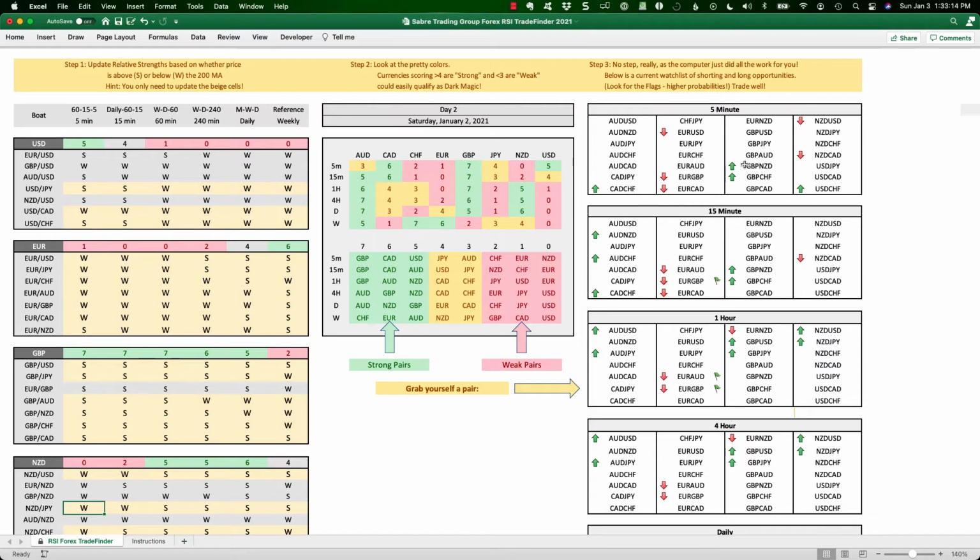So we can go through these 9 assets on the 5-minute, these 9 assets on the 15-minute, these 9 assets on the 1 hour, these 9 assets on the 4 hour, and find trading opportunities on each one of those.